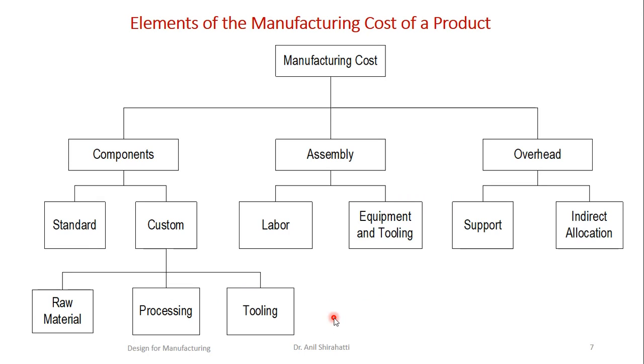Now if you consider the elements of the manufacturing cost of a product, it can be divided into three parts. One is the component cost, another is the assembly cost, and another is the overhead cost. In components, there are standard components or customized components. For a simple example, let's say I want to use a nut and bolt arrangement in my assembly. If I use standard nuts and bolts, for example M20 nuts, M20 bolts, this will be standard. The cost will come down.